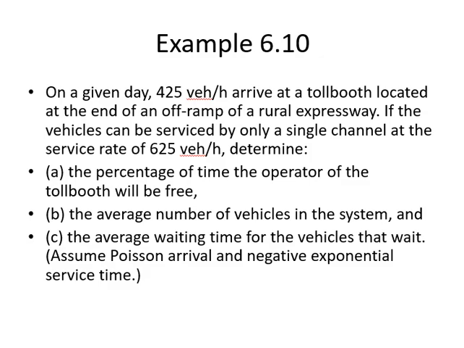On a given day, 525 vehicles per hour arrive at a toll booth located at the end of an off-ramp of a rural expressway. So they come to the toll booth, they have to pay and then they will move. The vehicles can be serviced by only a single channel, so only one booth, at the service rate of 625 vehicles per hour. Find the percentage of time the operator is free, the average number of vehicles in the system, and the average waiting time for the vehicles that wait.